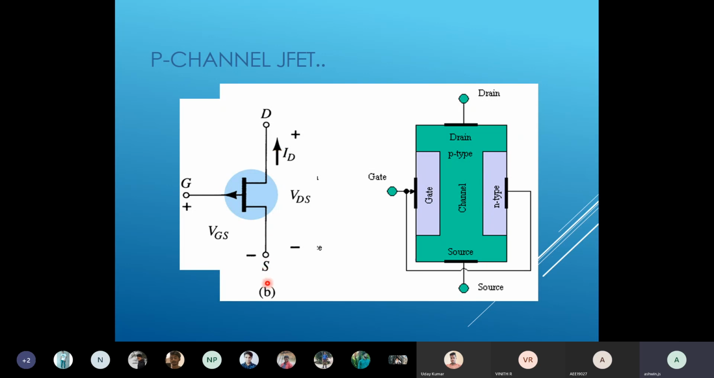The current flow is occurring from the source to the drain, and here the majority carriers will be holes. So if the source is negative and the drain is positive, from where to where will the holes move? Will it go towards the drain or towards the source? Holes are positive charge, and the drain is positive charge. Holes will move from drain to source, and the current will move from the source to drain.